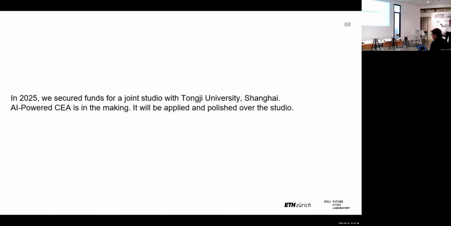And we have this AI-powered CEA, which is in the making. And this year, as we are using our students again as our clients, we hope we can use this chance to apply the AI-powered CEA and polish this design studio.